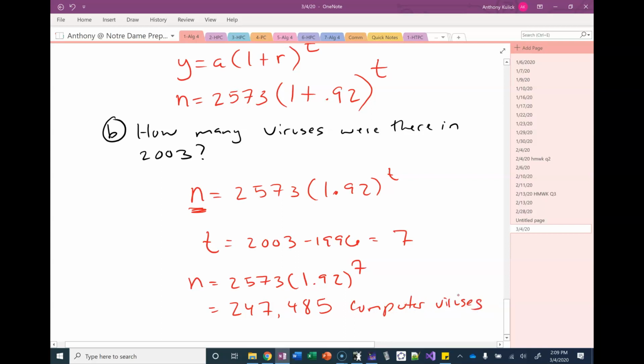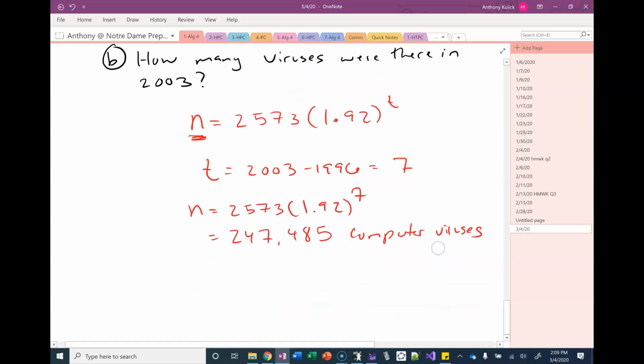Why did I round to the nearest integer here, or the nearest whole number? Yeah, a computer virus is a discrete object. You can't have a part of a computer virus. It's either all there or not all there. So rounding to the nearest whole number seems appropriate. Do you guys feel okay there? Okay.